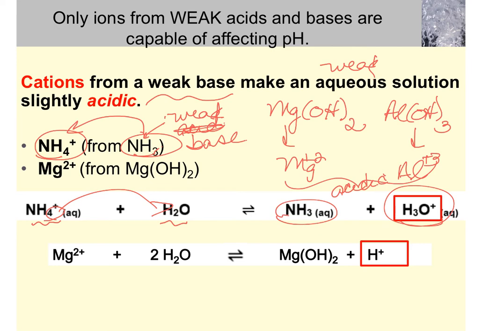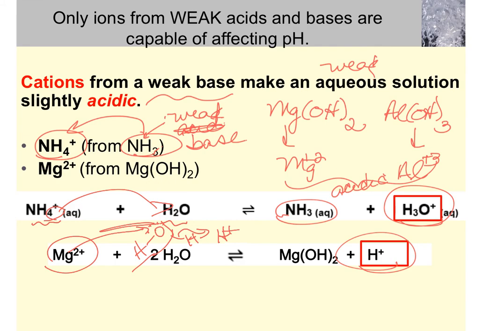If it's a metal cation you're talking about, metals are electron deficient, especially as a cation. So they are going to interact with the electron-rich oxygen in water, cleaving off the hydroxide and kicking out the hydrogen ion, which increases acidity.